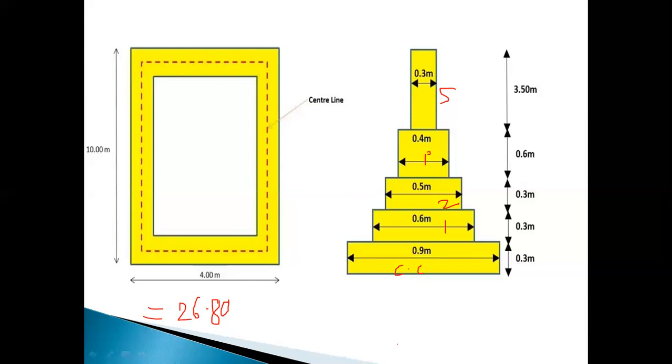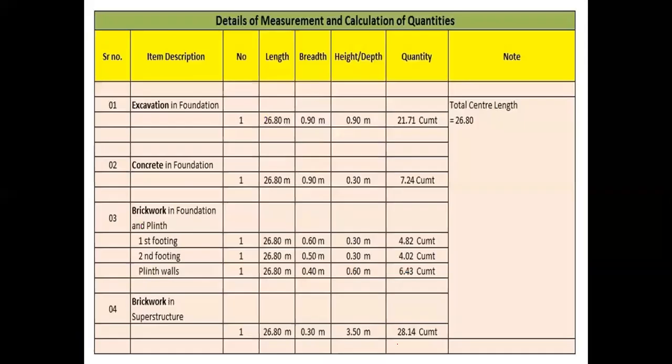Majorly we calculate in tabular form, the measurement table form. This is the table form with details of measurements, calculation and quantities: serial number, item description, number, length, breadth, height, quantity, and notes or remarks. So here 26.8 is the total center length.